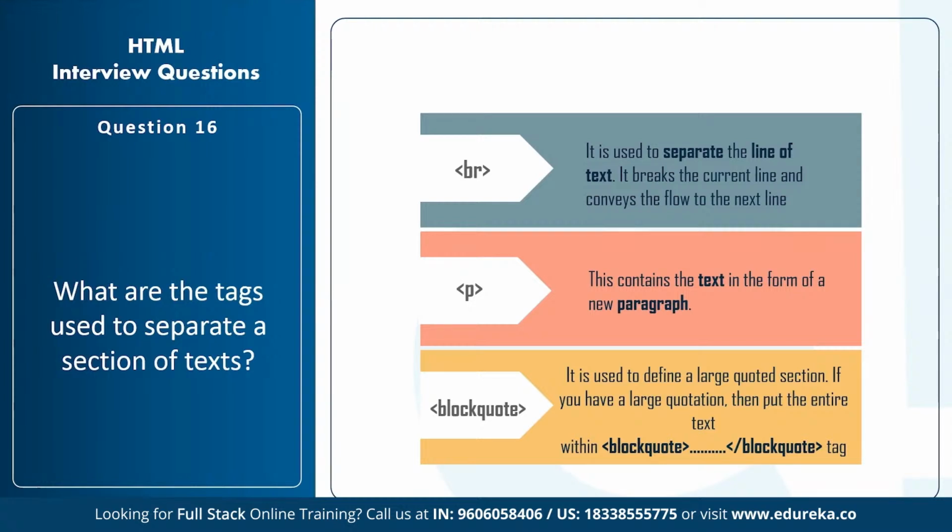And then we have the P tag. Now this contains the text in the form of a new paragraph. And finally, we have the block quote tag. Now this is used to define a large quoted section. So if you have a large quotation, then you just have to put the entire text within the block quote tag. So these were the three different tags that you can use in order to separate a particular section of texts.